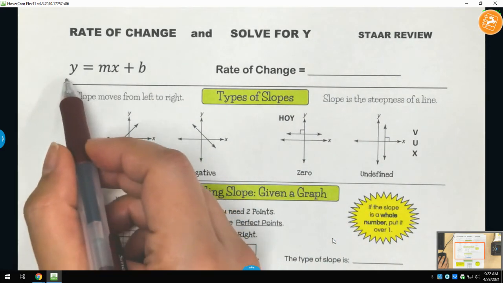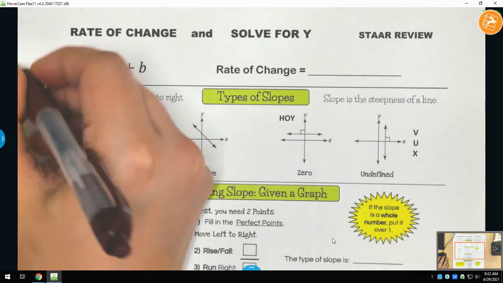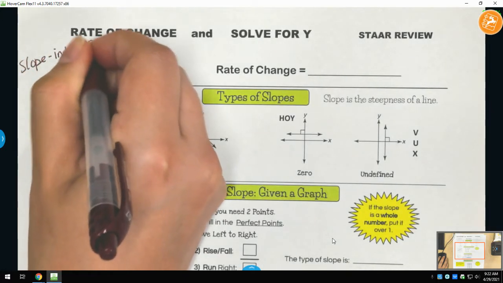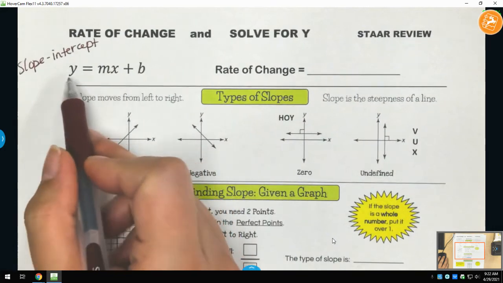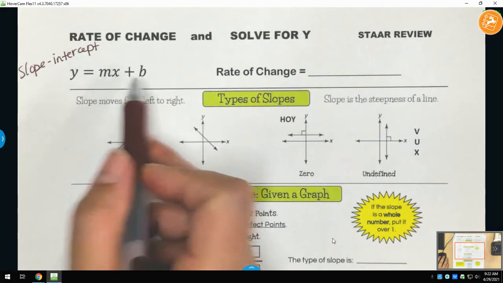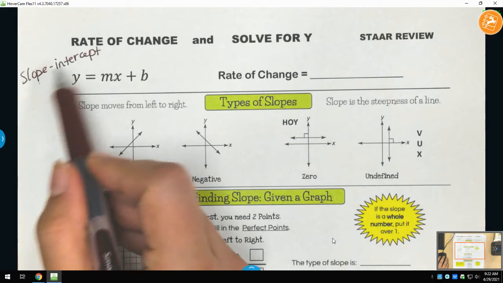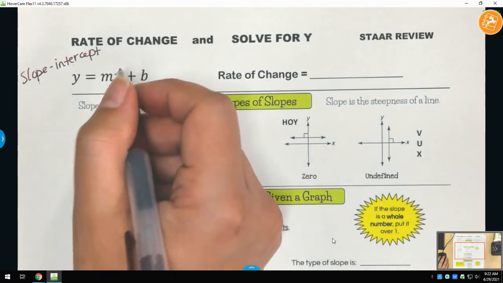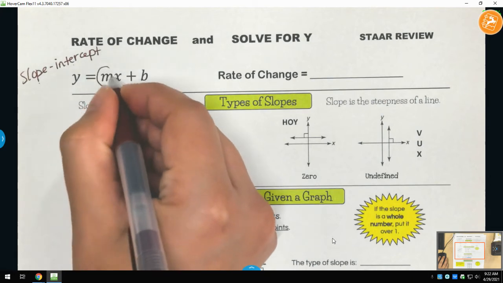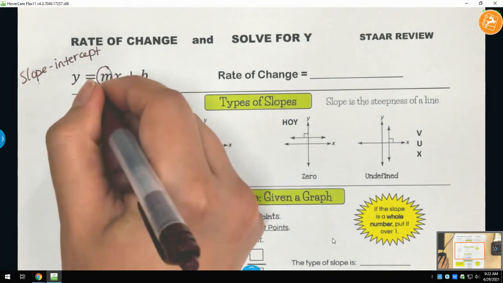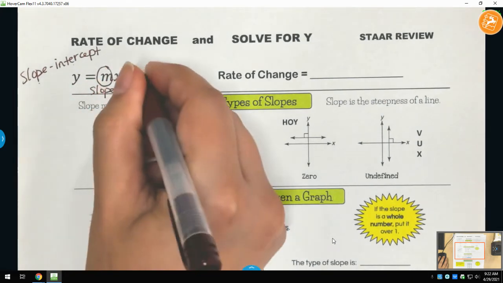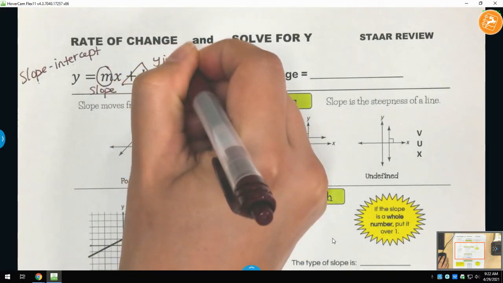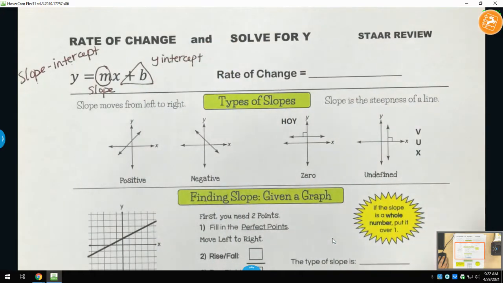So one of the first things that we need to be familiar with is our slope-intercept form of the equation for a line. So this equation is on your formula chart. You just need to remember that its name tells you essentially what's important about it. From this formula, we can see the slope, which is the m, and the y-intercept, which is the b, so where you cross the y-axis.